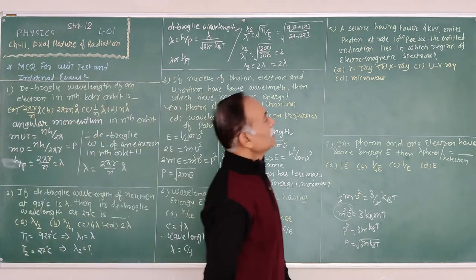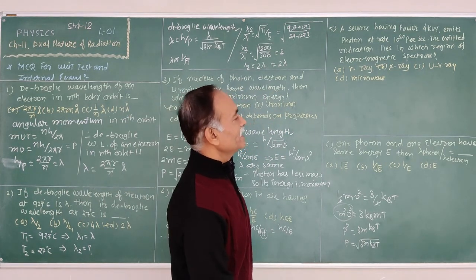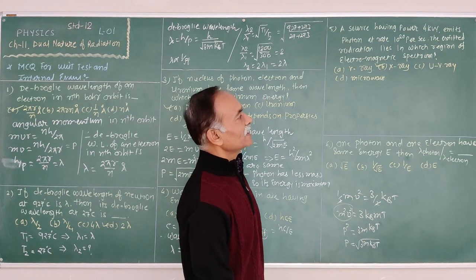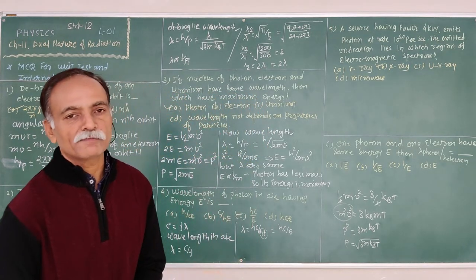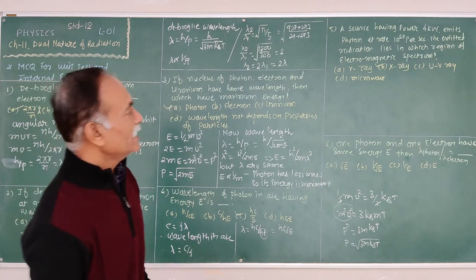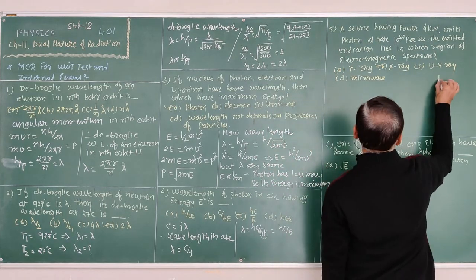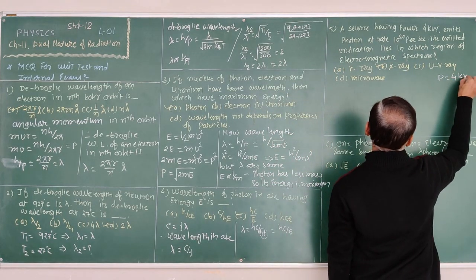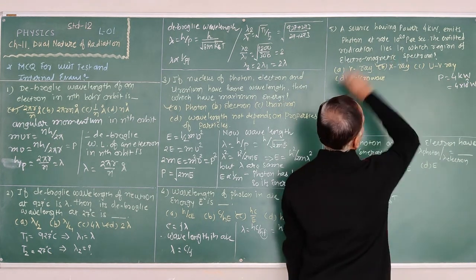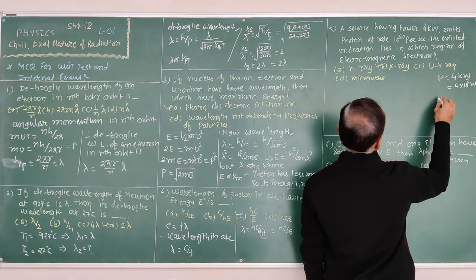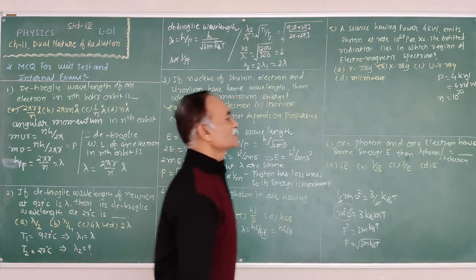Now after that, a source having the power of 4 kilowatt emits photons at the rate of 10^20 per second. The emitted radiation lies in which region of the electromagnetic spectrum? Here the source has the power of 4 kW. Therefore power P is given as 4 kW, that means 4 into 10^3 watt. It emits photons per second. Therefore N is given as 10^20.